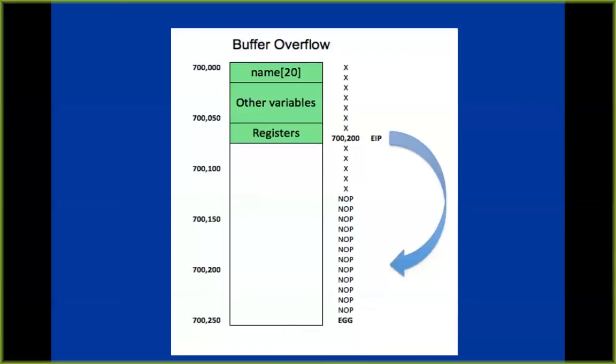So this is the code I'm trying to execute. So I put it in the name field, and I put a bunch of NOPs before it. That's called a NOP sled, because it turns out the NOP does nothing. So if I jump to any of these addresses, like 700,150, it'll do nothing, nothing, nothing, nothing, nothing, slide down the NOP sled and hit the egg, which is my exploit. So my exploit will get run.